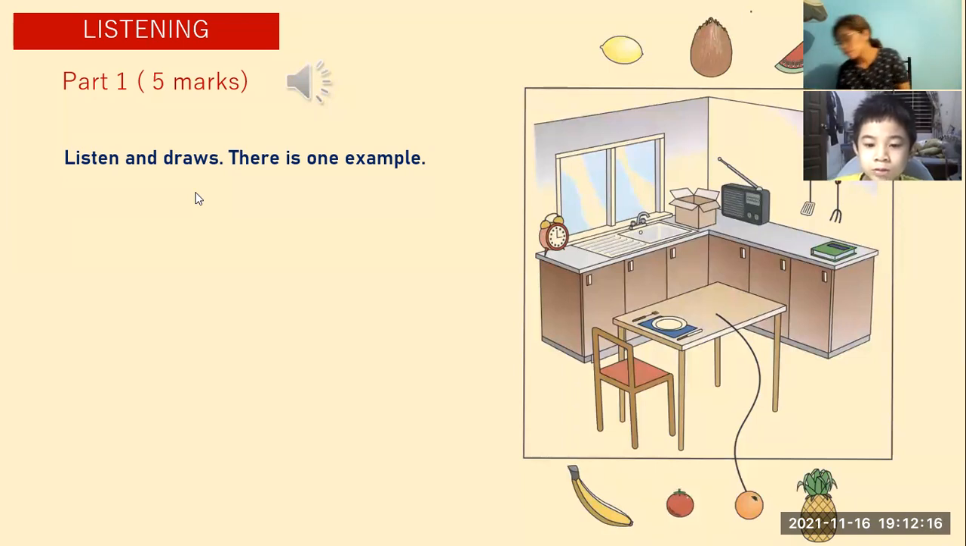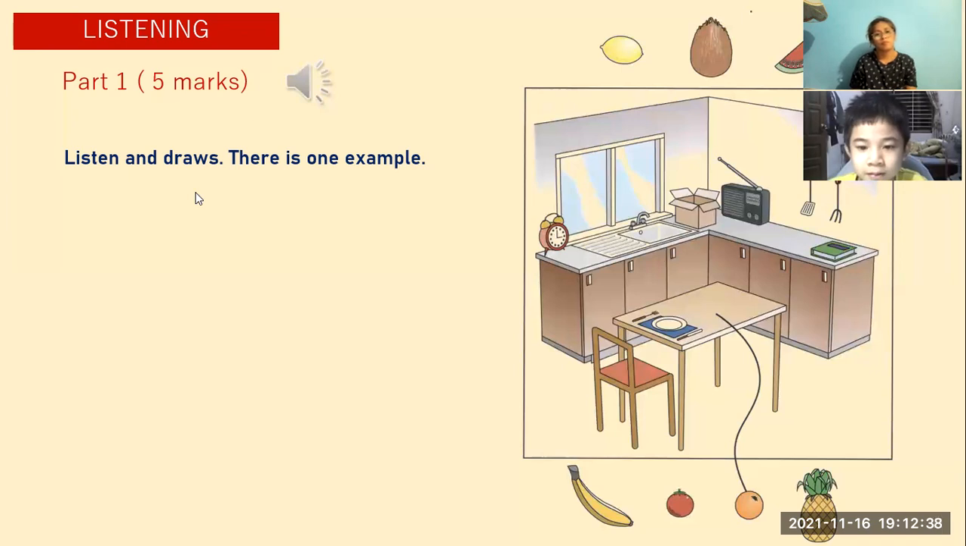The orange is on the table. Pardon? Where? On the table. The orange is on the table. Can you see the line? This is an example. Now you listen and draw lines.